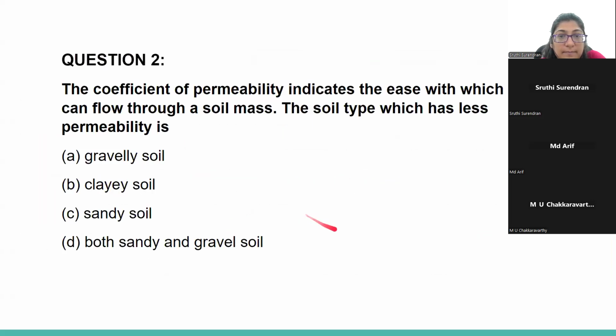Moving on to the second question. The coefficient of permeability indicates the ease with which water can flow through a soil mass. That is basically what a coefficient of permeability, or the property permeability, is all about. Now, out of all these four soil types, which has the least permeability? Is it gravelly, clayey, sandy, or both sandy and gravel soil? The one with least permeability. Pretty simple one, something we have discussed earlier.